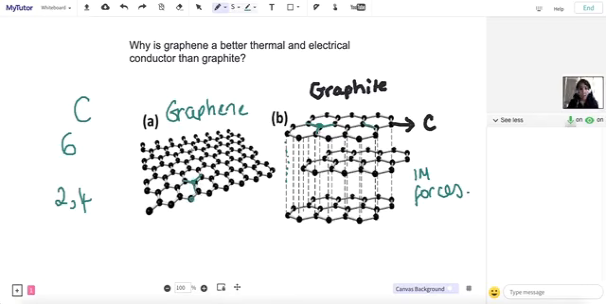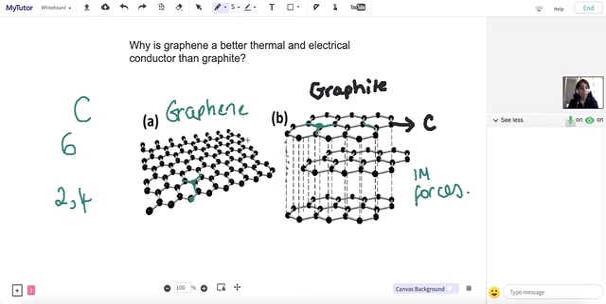That isn't happening. So what that means is that every carbon atom has 1 electron delocalized or free to move around the structures of both graphite and graphene. And it's those delocalized electrons that are able to move and carry a current or a charge through the structure of both graphite and graphene. That means that they can both conduct thermal and electrical energy.